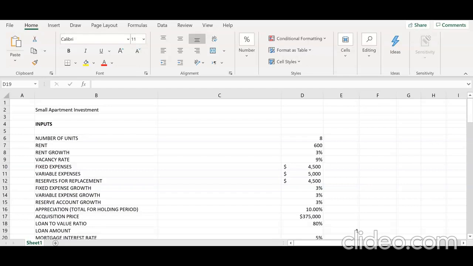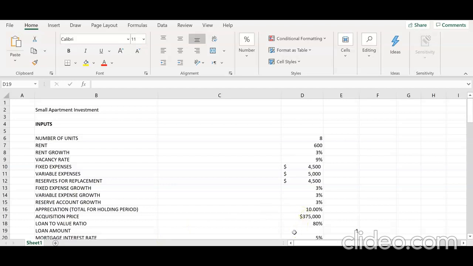To complete this project, I first input the assumptions as provided for project 3. Then I calculated the loan amount by multiplying the loan to value ratio by the acquisition price. And then I calculated the monthly payment using the PMT Excel function. After that, I calculated the depreciable base by multiplying the depreciable base percentage provided, which is 85%, by the acquisition price.